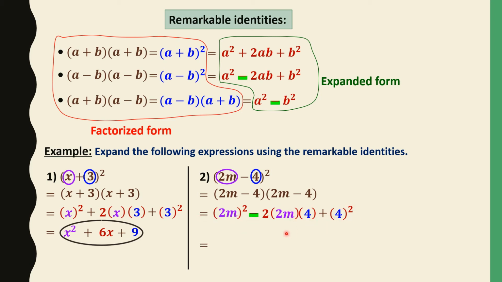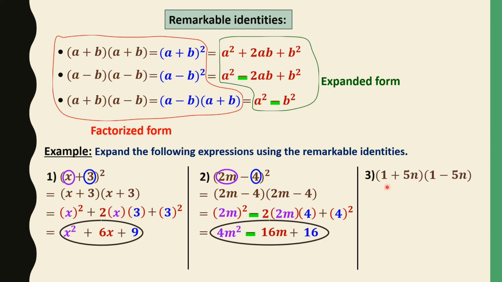Let's reduce it. Here 2m squared, here be careful, the square we need to spread it to the 2 and to m. 2 squared is 4 and m squared is m squared, so we obtain 4m squared. So we don't write 2m squared, it's wrong, be careful. Negative 2 times 4 times 2 is 16, negative 16m, and 4 squared is 16 plus 16, and this is the expanded form of 2m minus 4 squared.